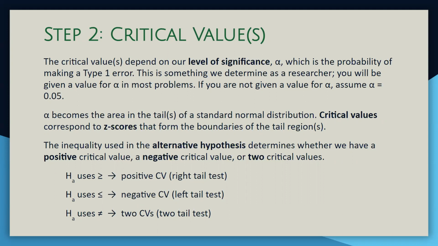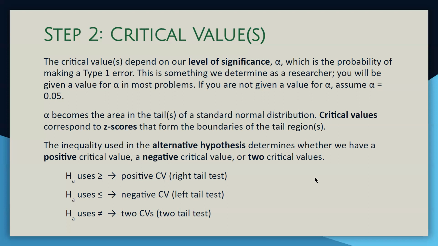If you are not given a value for alpha, assume 5%, alpha equals 0.05. That's kind of the default for students running hypothesis tests. If you are a researcher, particularly in the hard sciences, where you are making decisions about someone's life and welfare, you may use 0.005 instead of 0.05. But for the purposes of introductory stats, assume 0.05.